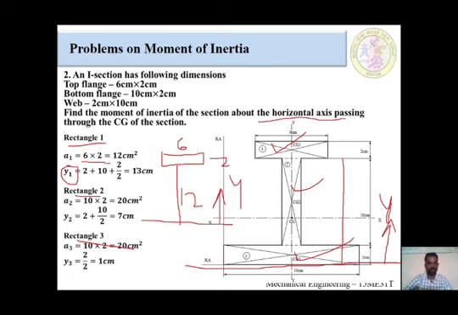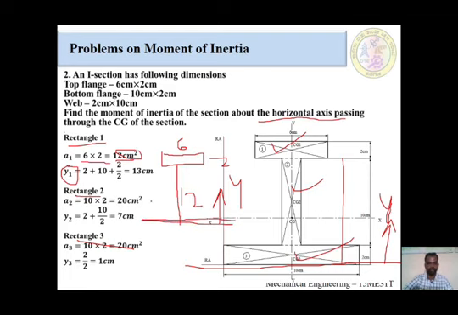Now, area of the rectangle is 6 into 2, which is equal to 12 centimeter square. The unit of area is centimeter square. After that, how to find y1? Which reference do we have to take? We have to take horizontal as a reference.